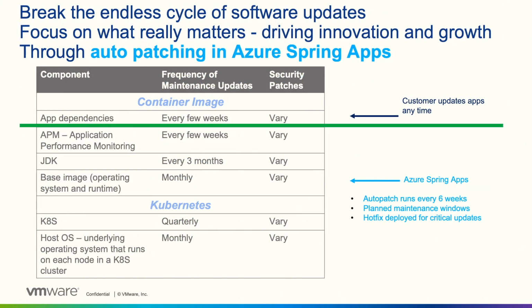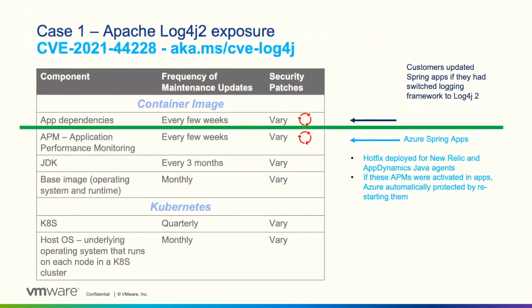So on Azure Spring Apps, when you're deploying, all of these are automatic. You don't have to do anything at all when you deploy. The service by itself will auto-patch every 6 weeks, and it'll also have flash updates. So in case there is something that needs to be pushed, it'll be automatically pushed. And you can update your app code anytime you want. So I'll just quickly show you one example.